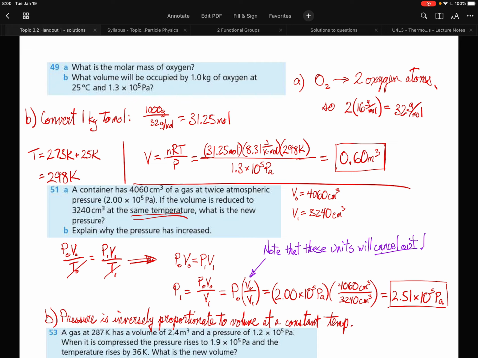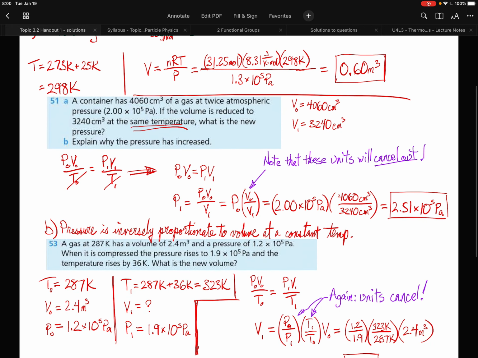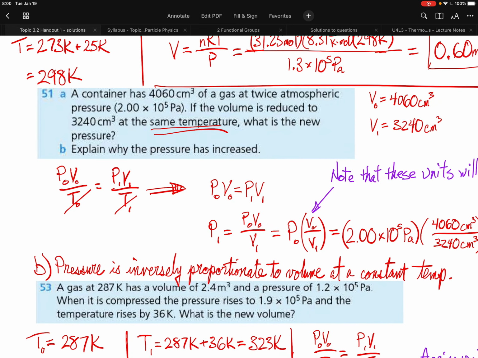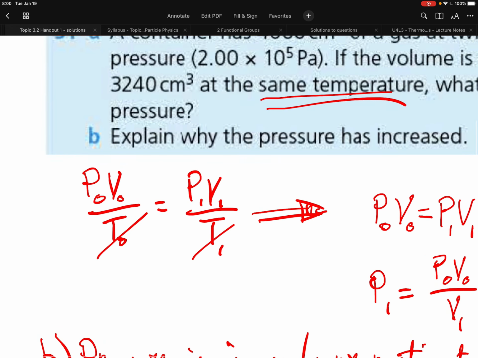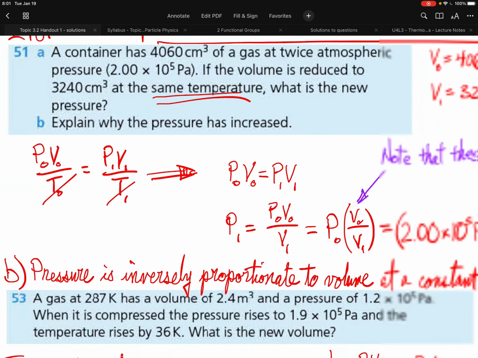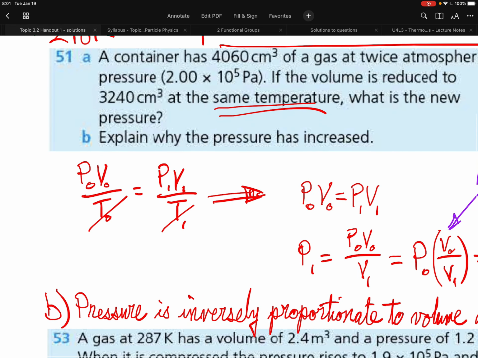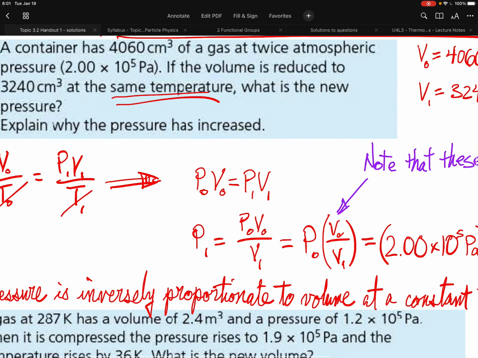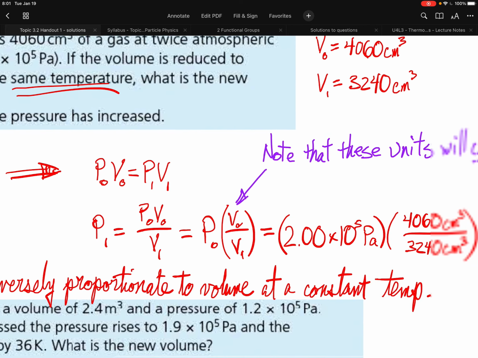So there you go. So for 51, here is where we use a very handy shortcut that I showed you in a previous lecture. A container has some gas at twice atmospheric pressure. Volume is reduced, temperature is the same. You are asked to find the new pressure. Okay, so we use this equation, which you have seen before, where initial conditions are equal to final conditions. Since temperature is constant, it cancels out of the equation, simplifying our math nicely.